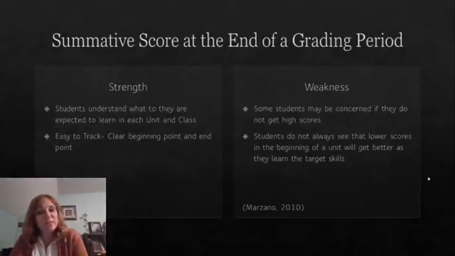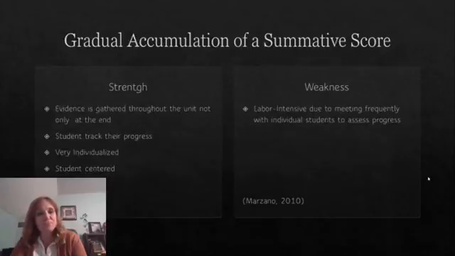Some of the weaknesses: some students may be concerned if they don't get high scores, so students become disengaged if those scores aren't met, or those mastery levels and learning targets aren't met. Students also do not always see that lower scores at the beginning of a unit will get better as they learn and move on. Those formative assessments at the beginning that aren't showing they're great, they don't always reach those mastery levels because they are checked out by the time that summative assessment gets there.